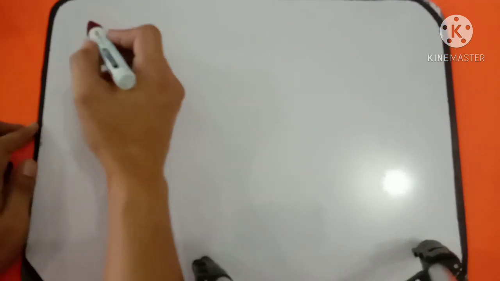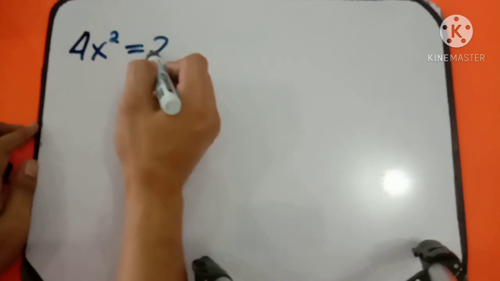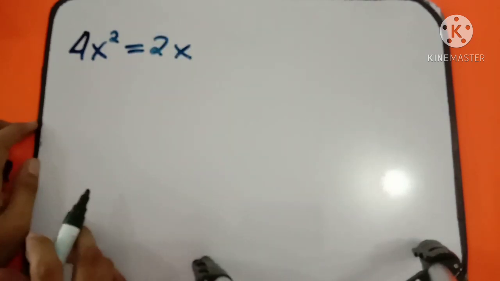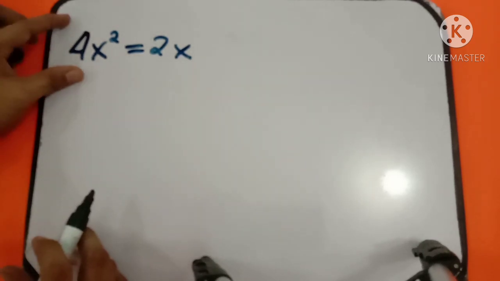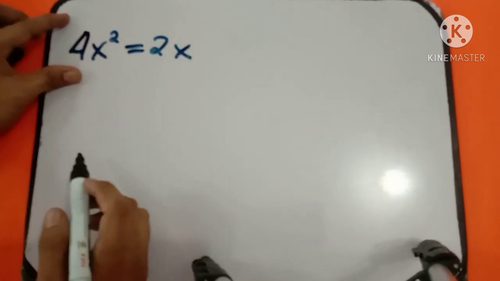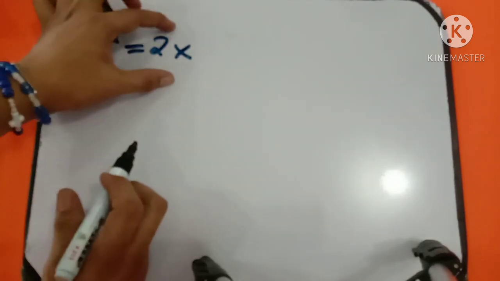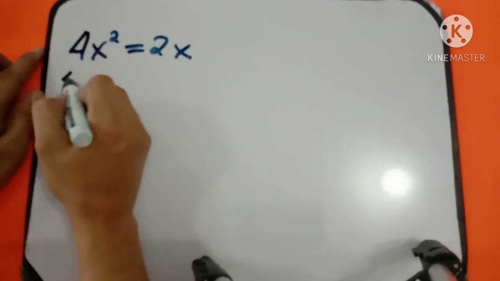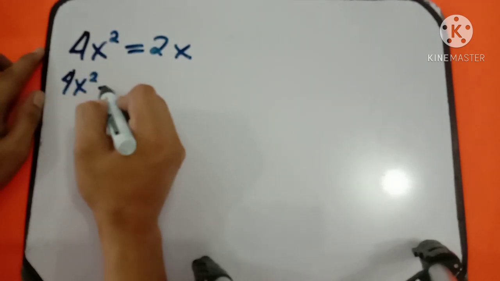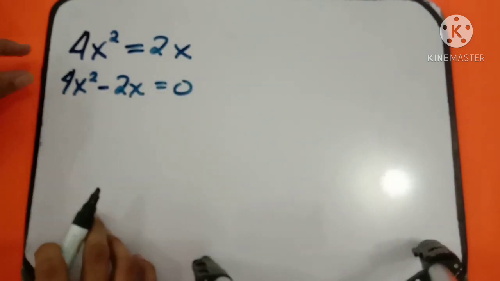Let's say we have 4x squared is equal to 2x. Again, we have to write first the given equation into its standard form. That means the 0 must be on the right side of the equation, so we have to transpose this one to the left. So we have 4x squared minus 2x equal to 0. Now we have the standard form of this given equation.